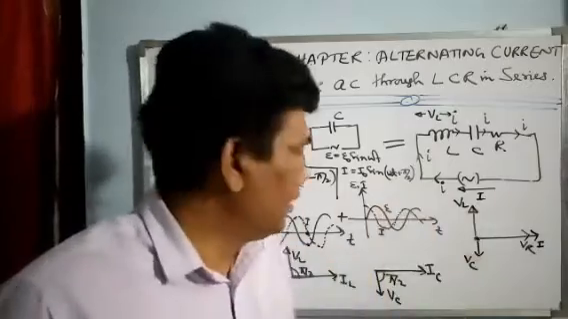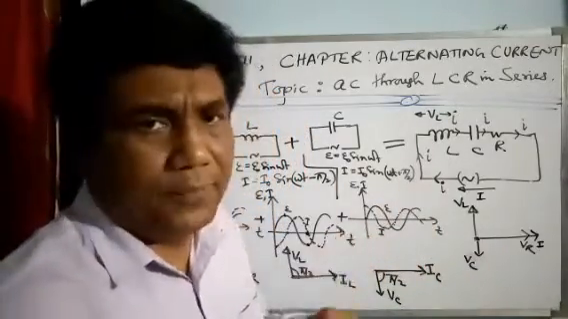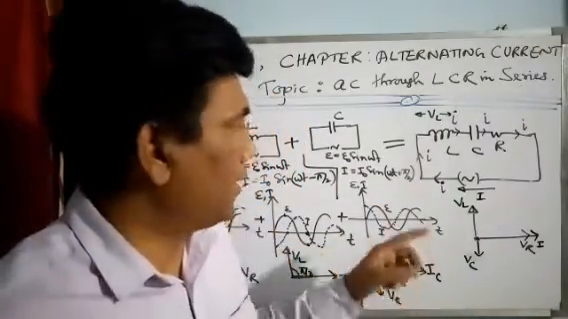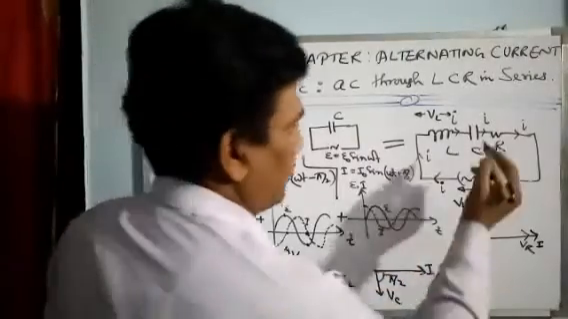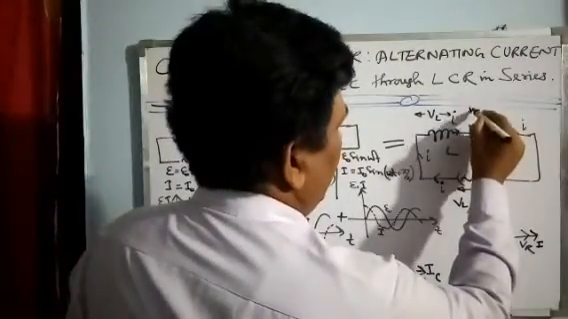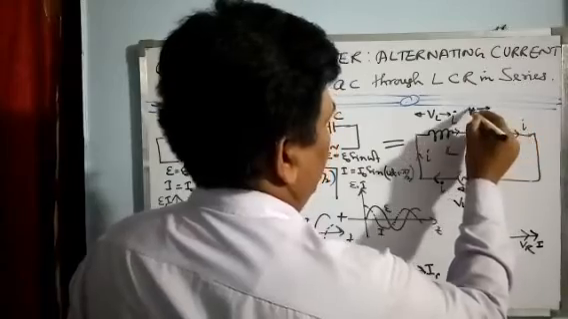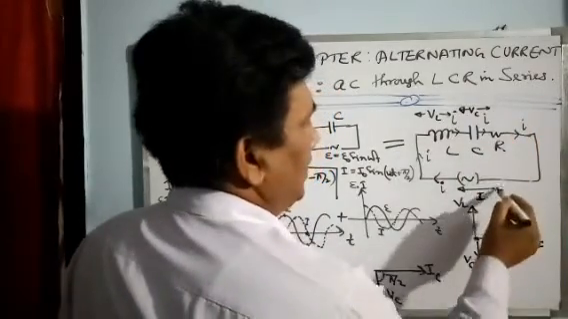Again, my question for you: what is the phase difference between the voltage across the capacitor and the total current?